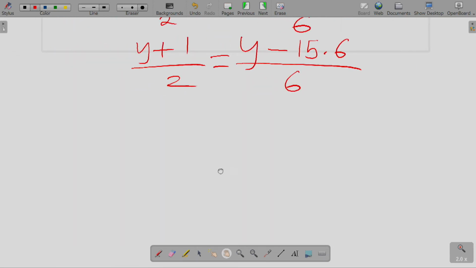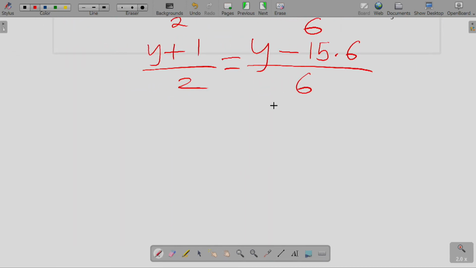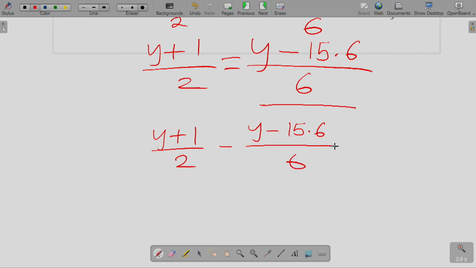The following step is to move this term to the left hand side. If we move it, we'll have (y plus 1) divided by 2. This term has a positive sign, so if you move it to the left hand side, its sign will change, so we'll have negative (y minus 15.6) divided by 6 equal to 0.